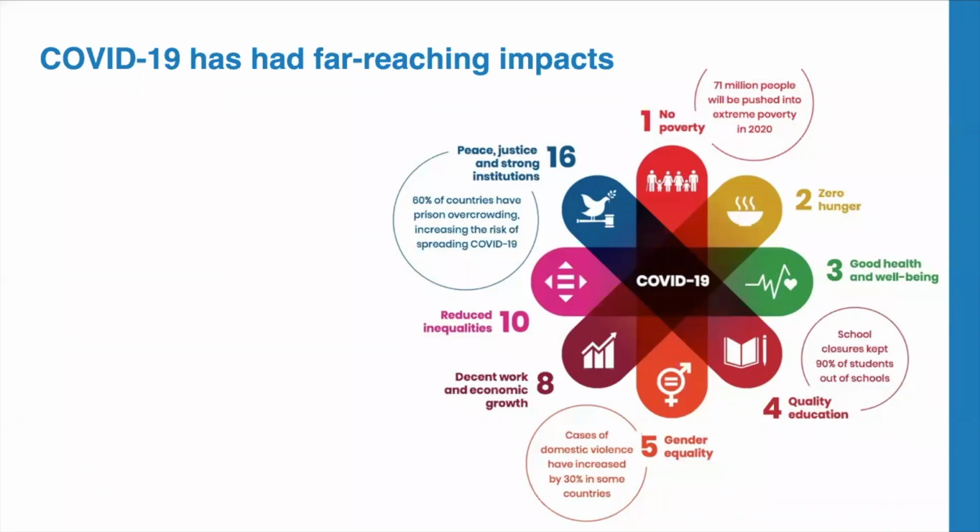For example, last year, an estimated 71 million people were pushed into extreme poverty. At some points, 90% of kids around the world had to be out of school because of the pandemic. In some countries, domestic violence was reported as increasing by up to 30%. And 60% of countries reported prison overcrowding, which of course would lead to increased risk of spreading COVID-19, as well as all the other consequences that flow from it.